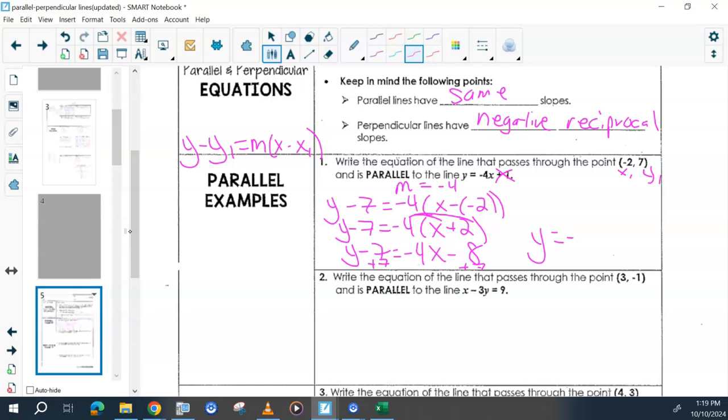-4x was the last part. I just couldn't hear you. So if I look at this and compare it to the original, these have the same slopes and different y-intercepts. And I'll show you how to check yourself on Desmos here in a bit. But it would go through that point. Okay, questions on that before we try the next example?